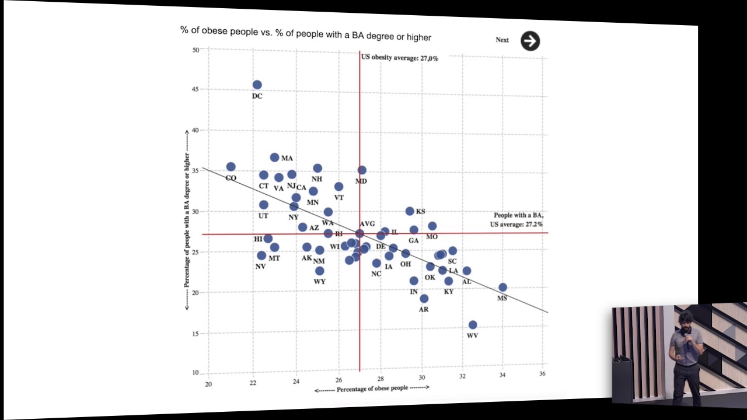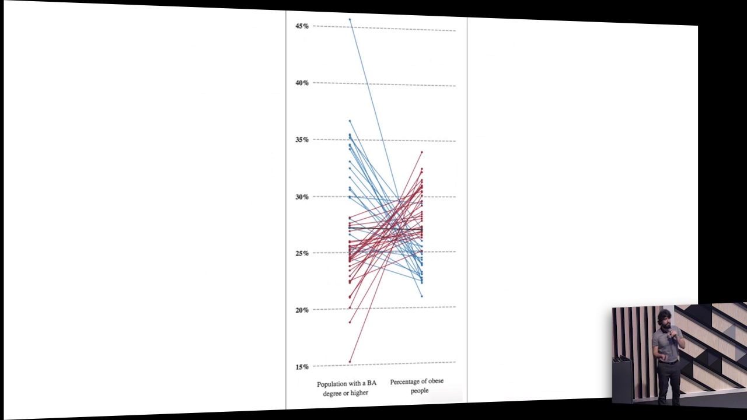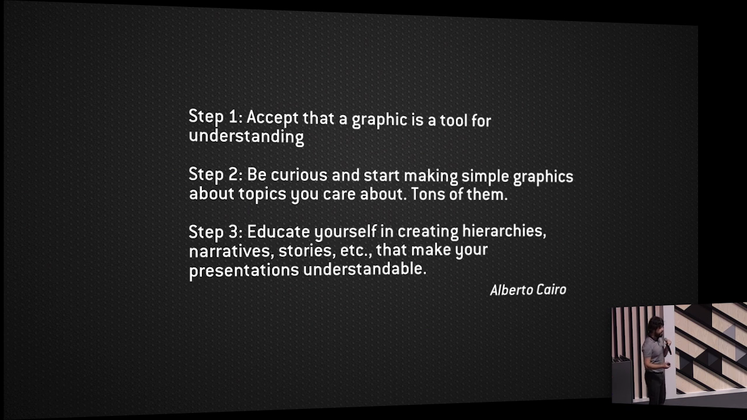In fact, he played around some more, and he saw this beautiful graph where you can see that the states with a lower percentage of obese people had the highest percentage of people with higher education. So finally, he came up with the final visualization. It's the cover of the book, and it's one of the famous visualizations. It's called a scatter plot with continuous lines, and it's very beautiful, and you can understand this inverse proportion between education and obesity. So he left us with three tips.